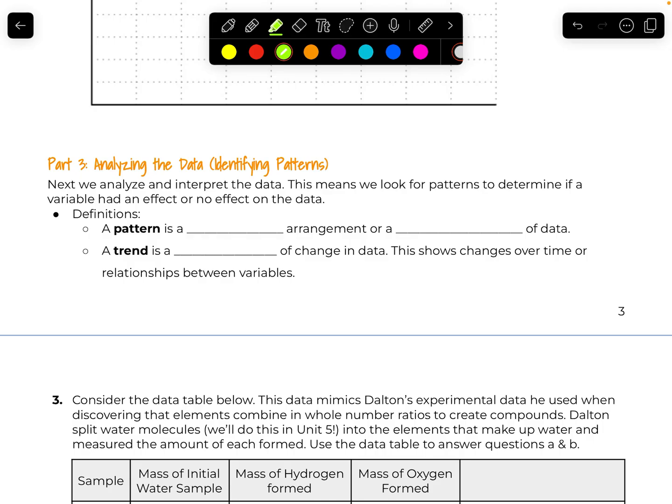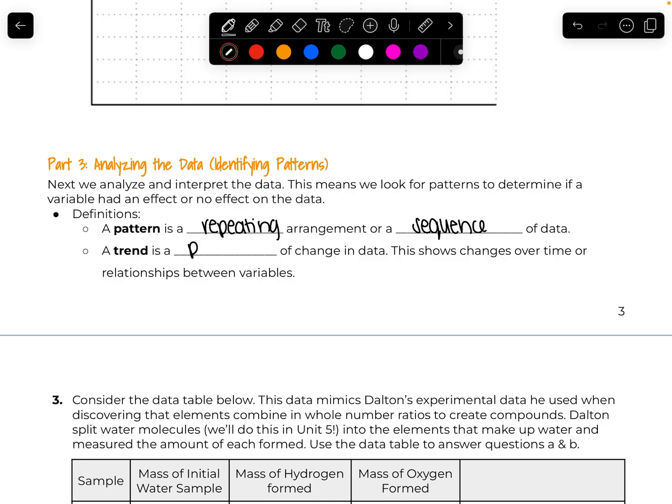So, what actually is a pattern? A pattern is a repeating arrangement or a sequence of data. So, you take a look at all your numbers, everything you've got. Do you see something that's repeating? Do you see a sequence there?